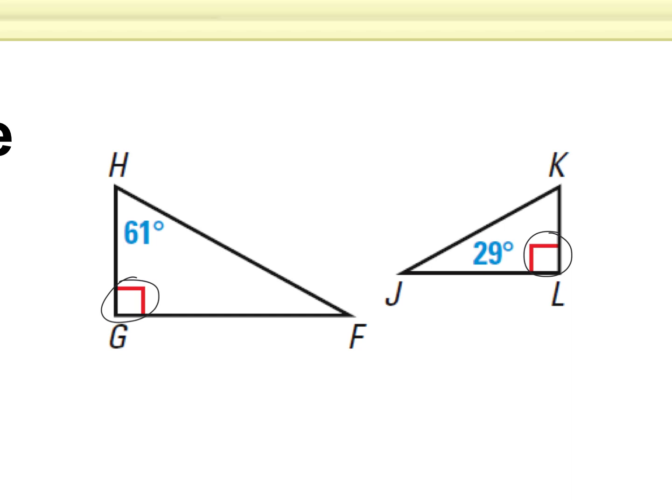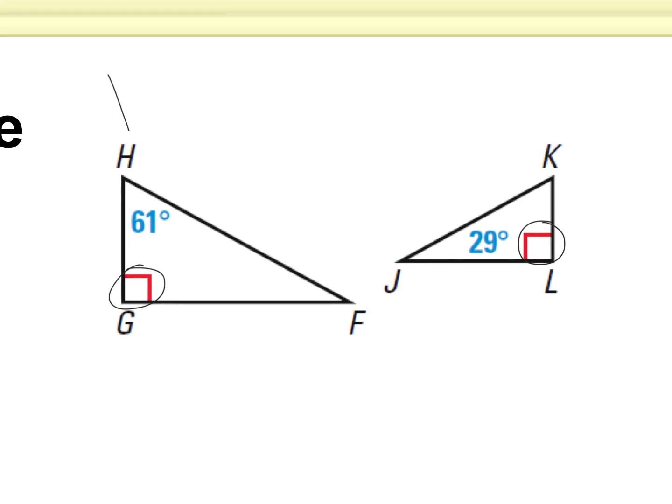Math. Yeah, add them up to 180. What do all angles in a triangle add up to? 180 degrees. You got it. So, if I'm just going to look at this first triangle right here, how am I going to find that other angle? Add them together, 90 plus 61. Yep, that gives you 151.